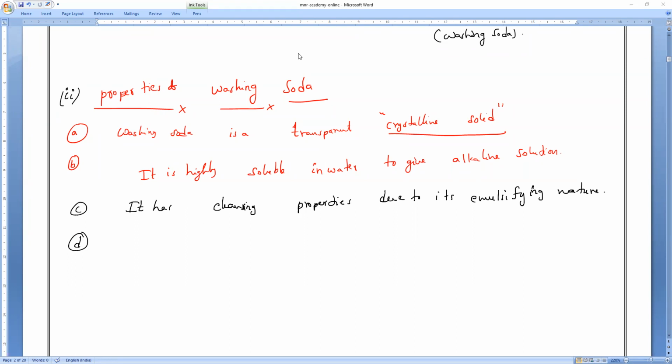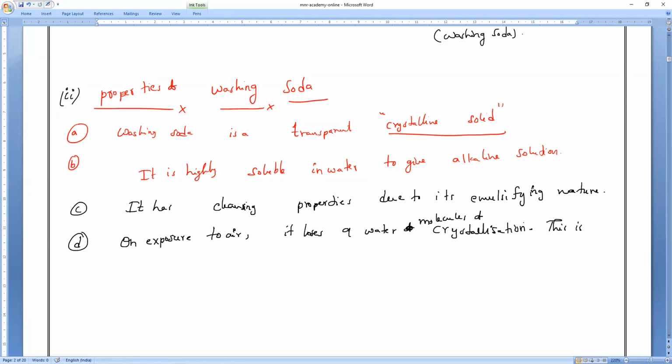As I told you, you cannot expose it to the atmosphere. Always keep it in an airtight container. What is the reason? If I expose it to the atmosphere, 9 water of crystallization will evaporate. On exposure to air, it loses 9 water molecules of crystallization. That is why it should not be exposed to the atmosphere. This evaporating process we call efflorescence.